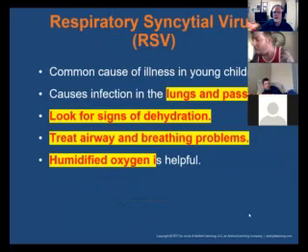RSV, respiratory syncytial virus. I am probably not pronouncing that right. See, that's why we have initials for it. That's why there's an acronym, because they knew that Buddy was going to have trouble saying syncytial, so we just made it RSV.